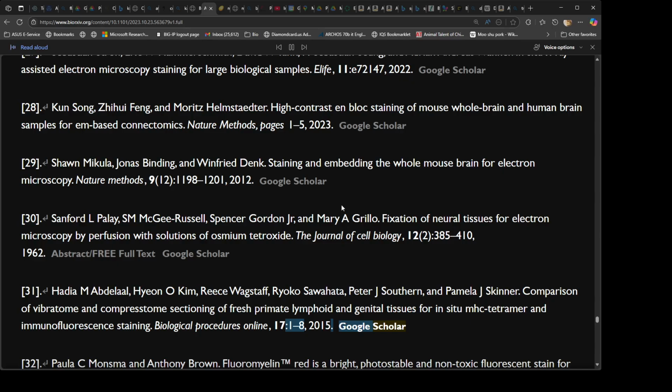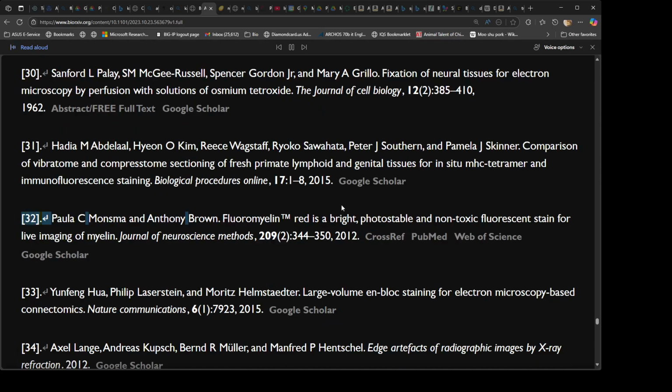Google Scholar. 32. Paula C. Monsma and Anthony Brown. Fluoromyelin red is a bright, photostable, and non-toxic fluorescent stain for live imaging of myelin. Journal of Neuroscience Methods, 209, 2344, 350, 2012. Crossref, PubMed, Web of Science, Google Scholar. 33.